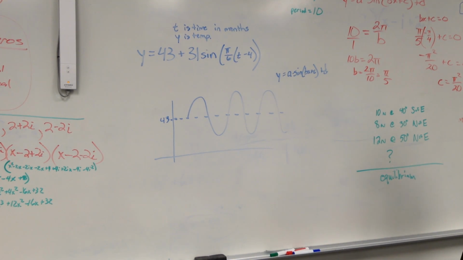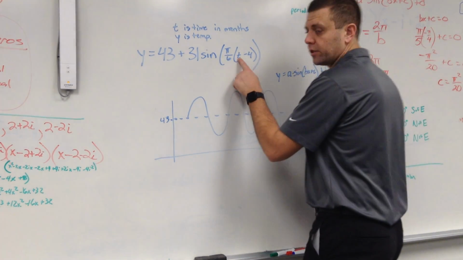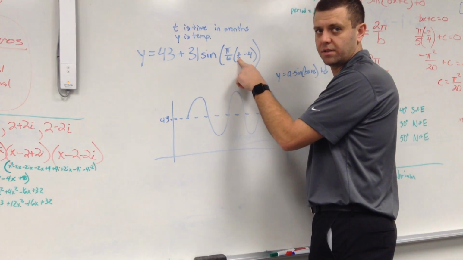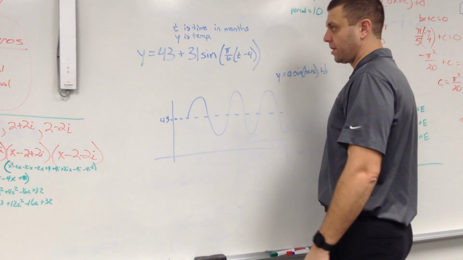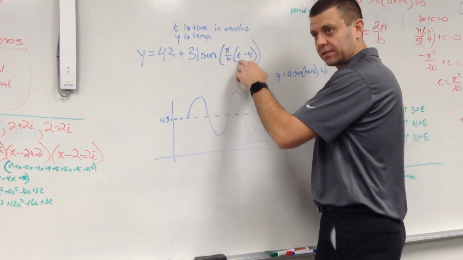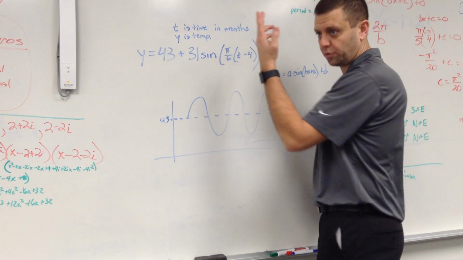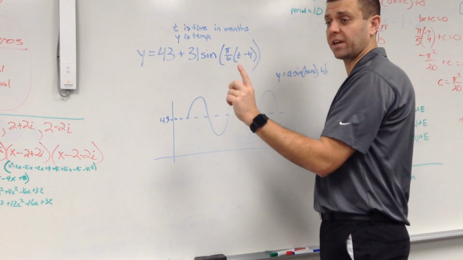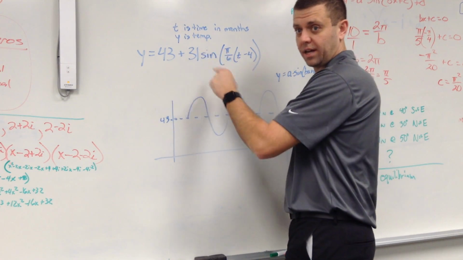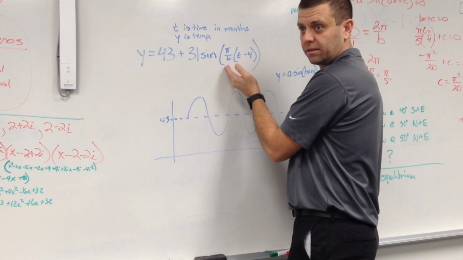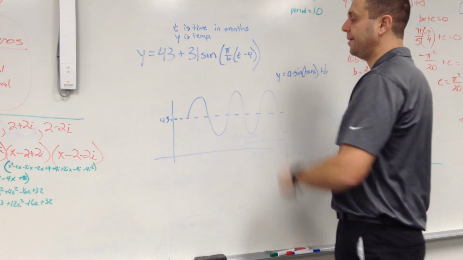So if you want to find the average monthly temperature in January, all you have to do is plug in a 1 for T, because T is time in months. If you wanted to find the average monthly temperature in March, you'd plug in a 3. July, plug in a 7. December, plug in a 12. Whatever month it is, you plug that number in for T. Make sure your calculator's in radian mode when you do that, because this is sine of a radian angle, or radian measure.